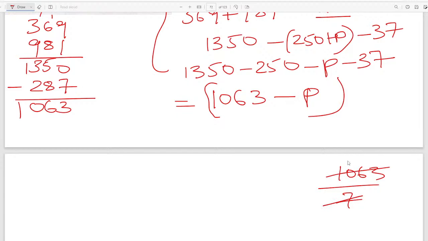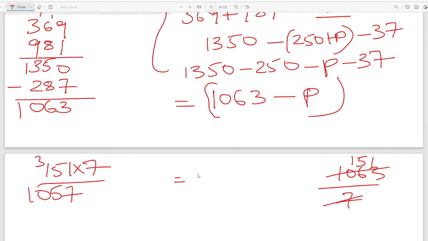So 7 ones are 7, 7 5s are 35, and 7 ones are 7, and then the remainder would be 6. So 151 into 7 is 1057. So 1063 is 151 into 7 plus the difference, which is 6. 1063 minus 1057 is 6, minus p.